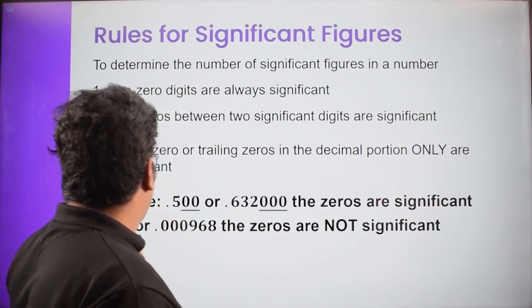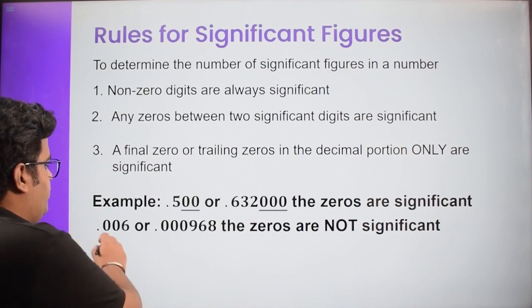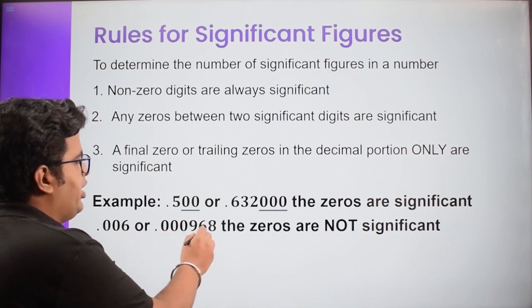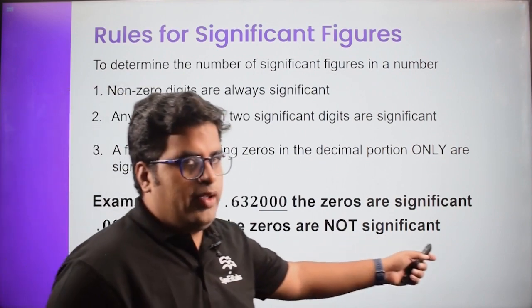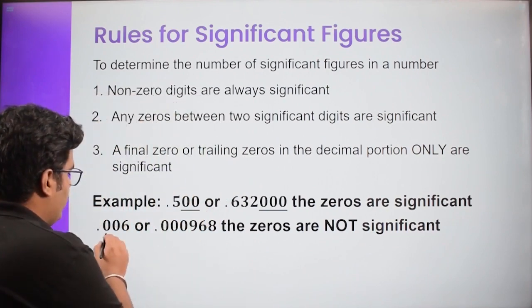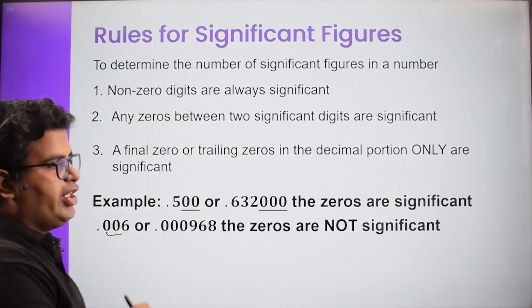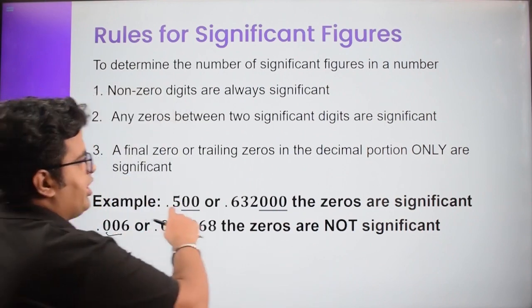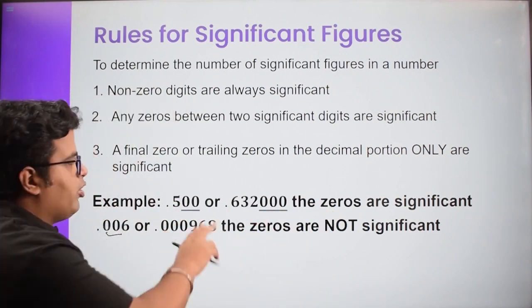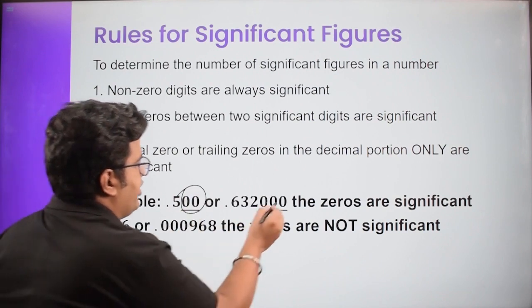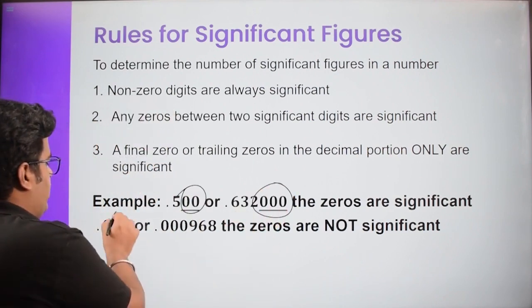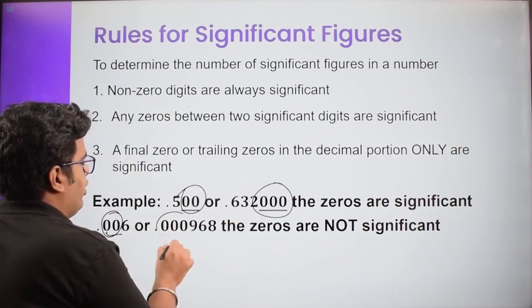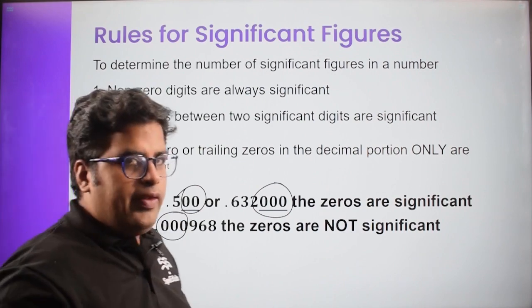The zeros are significant in numbers like 0.006 or 0.00968? No, the zeros are not significant, because these are not trailing zeros. These are in the decimal portion, but they are not at the end. They are at the beginning, so they will not be counted as significant. The zeros that are significant are your trailing zeros, but these are not trailing, these are at the start. So they will not be counted as significant, right?